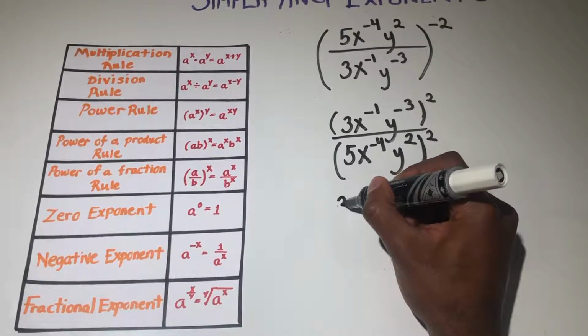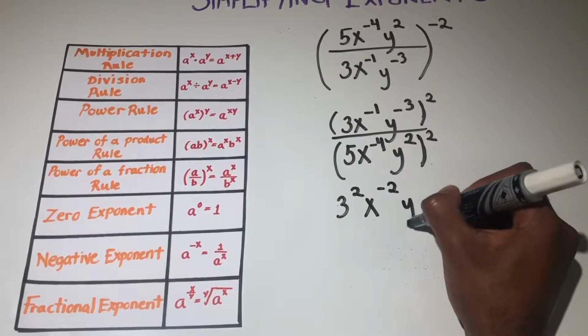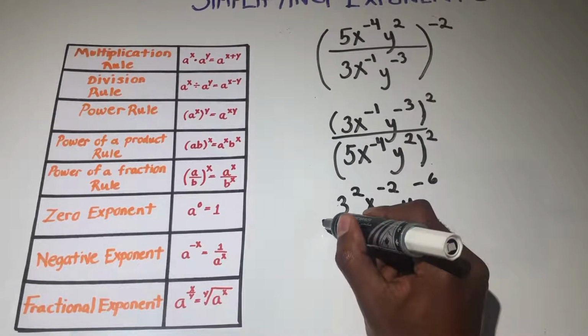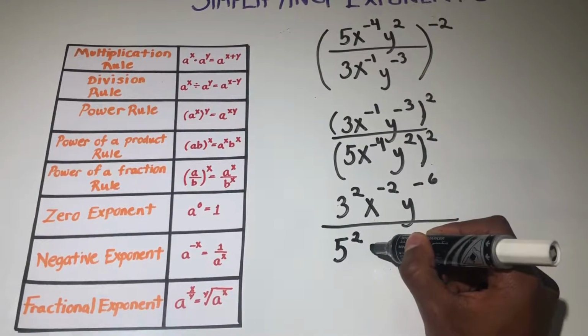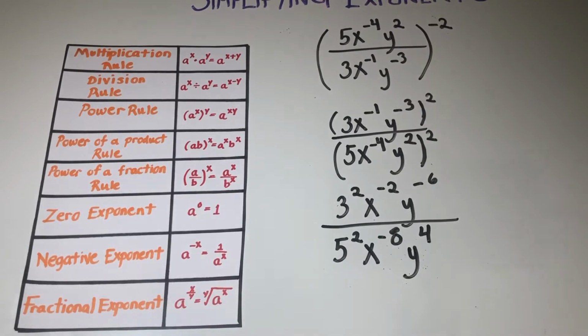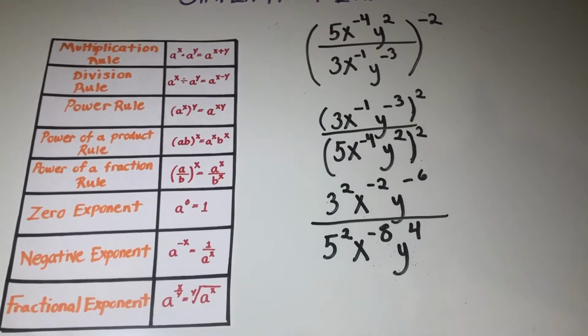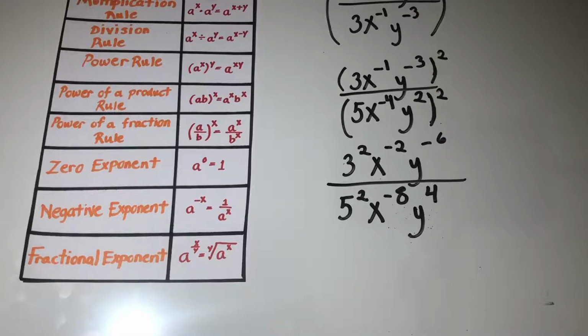So this is going to become 3 to the power of 2 times x to the power of negative 2 times y to the power of negative 6, all over 5 to the power of 2 times x to the power of negative 8 times y to the power of 4. Now remember what I said, you're trying to avoid negative powers. So what we can do here is change the position of the terms within the expression.